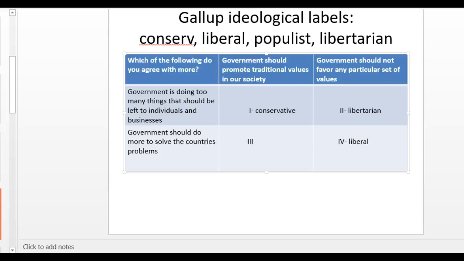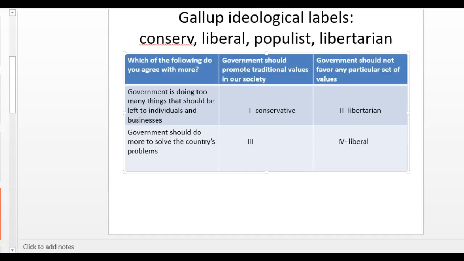And here we have liberal. A liberal is someone who would say, yes, government should do more to solve the country's problems. So, for instance, oh my goodness, look at that. That's a mistake there. Very strange. Can I get that? Here we go.